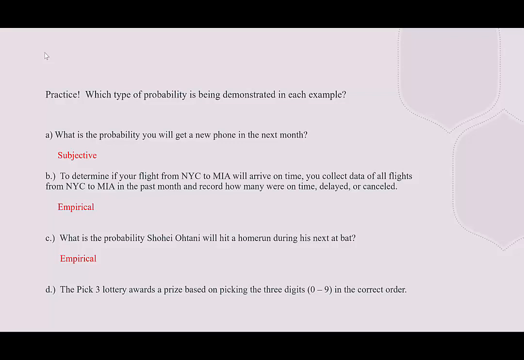And lastly, the Pick 3 lottery awards a prize based on picking the 3 digits, 0 through 9, in the correct order. This last one would be theoretical, because we would have the probability you pick the first one correct is 1 in 10. The second one is 1 in 10. The third one is 1 in 10. There's a 1 in 1,000 chance that you're going to pick the correct digits in the correct order. That would be theoretical.